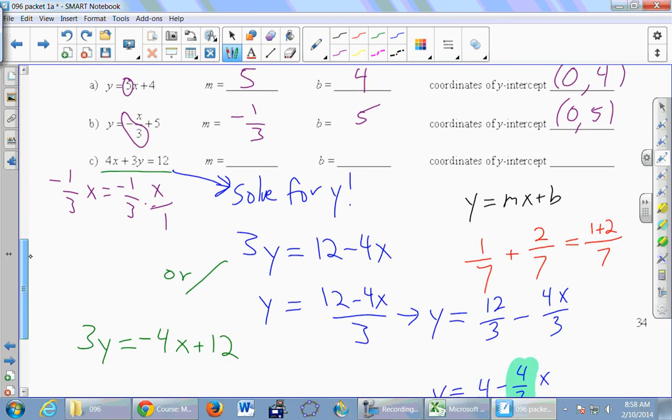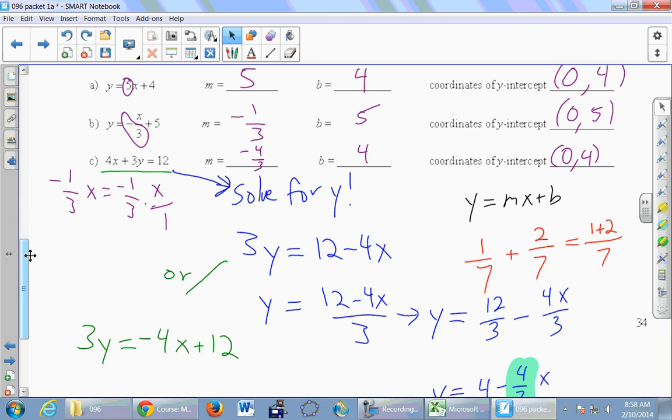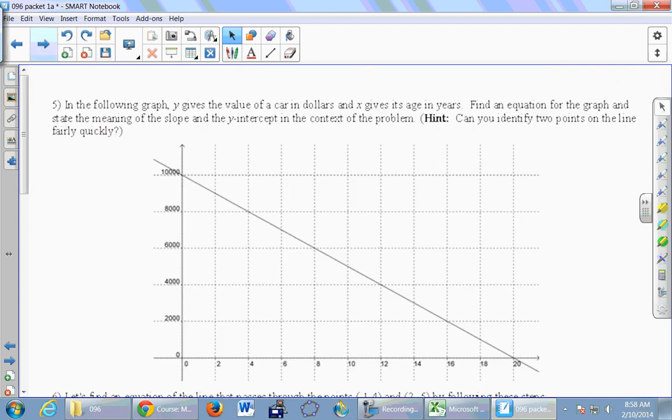Okay, so I think we can fill in the blanks here. What did we end up deciding? The slope was, what was it? Negative 4/3 is there. The y-intercept was positive 4. And that makes the coordinates 0, 4. Okay, so that's a lot of manipulating with equations. Unfortunately, sometimes there's a bunch of work involved with solving for y. On the next page, let's take a look at a graph.